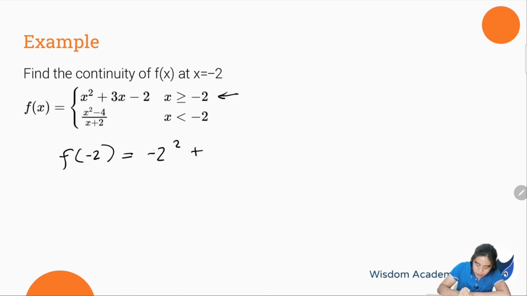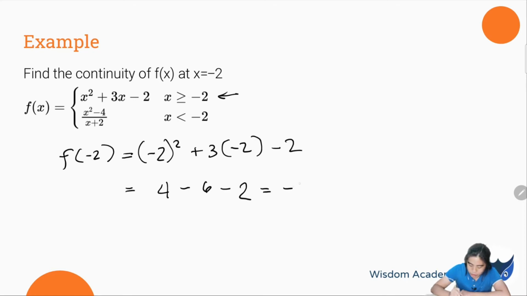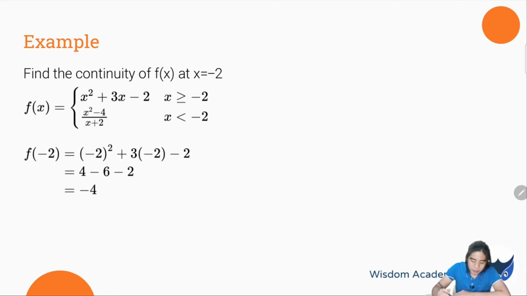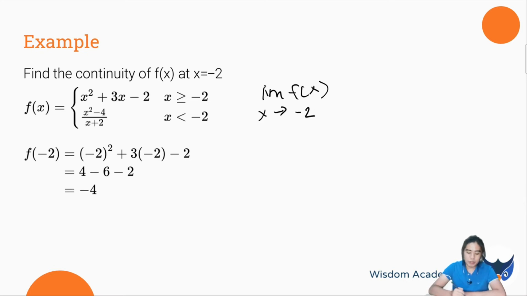So, x equals negative 4. There, we now have f of negative 2. Now, let us find the limit of f of x as x approaches negative 2. To do this, since this is a piecewise function and negative 2 is an endpoint, we need to find its limit from the left and from the right.